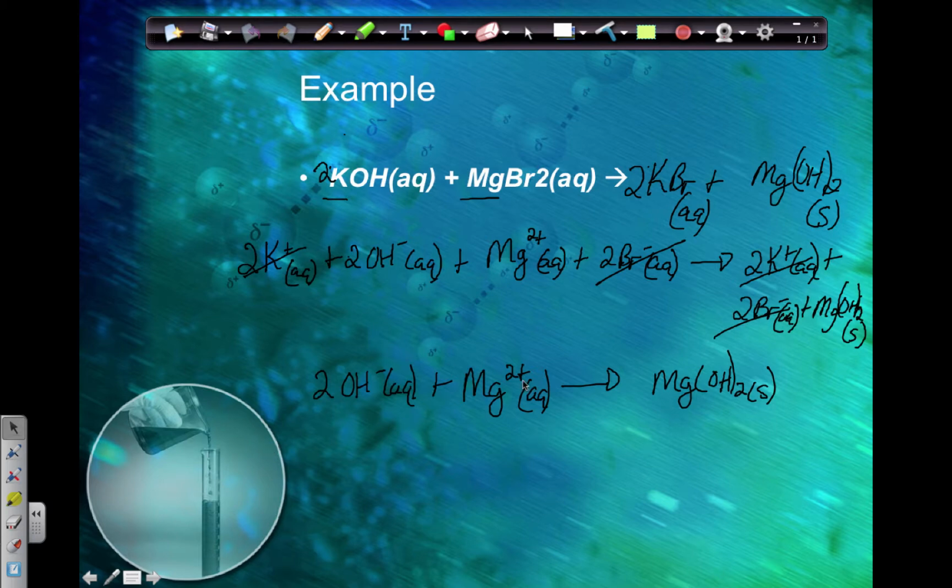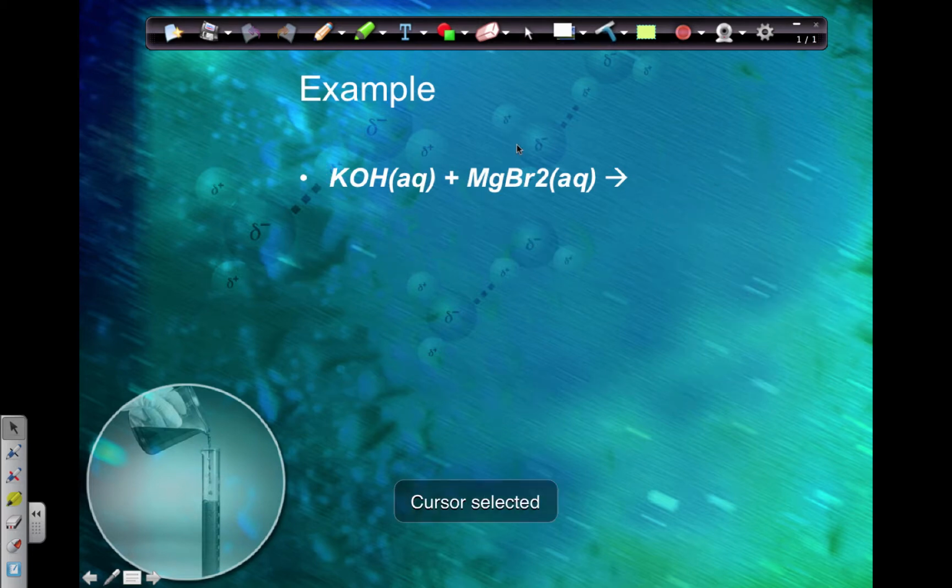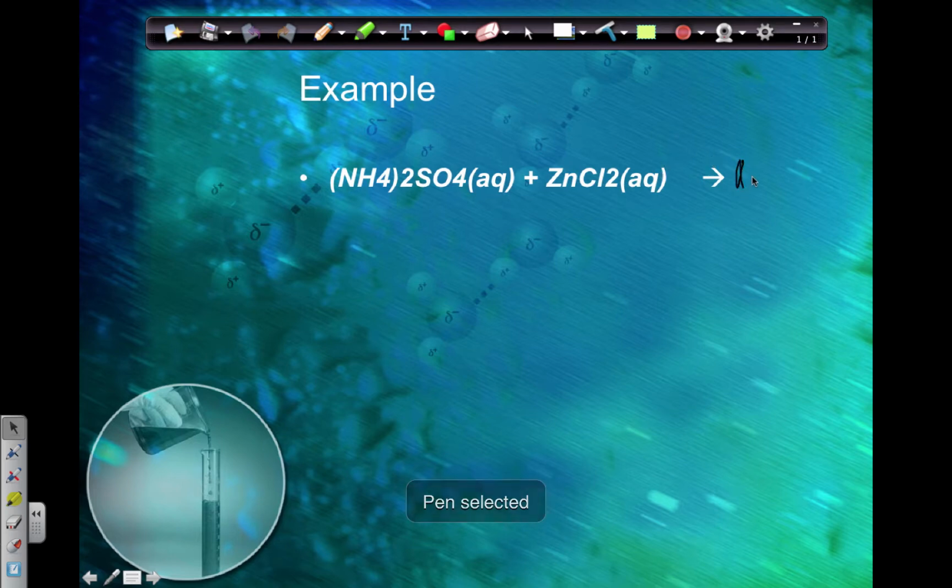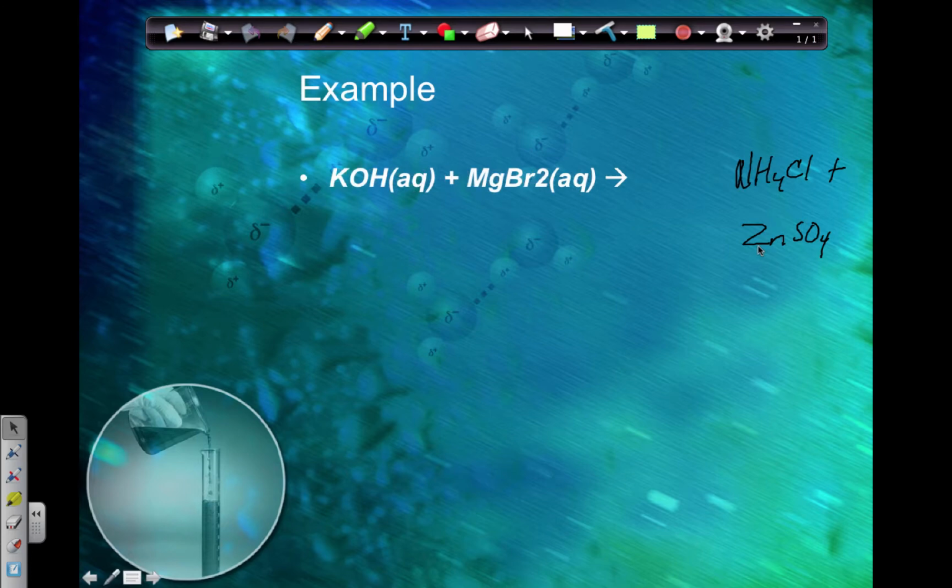All right, so now let's look at another one. When we predict products here, we're going to get ammonium chloride and also zinc sulfate. All right, so I know ammonium should be soluble. Everything with ammonium is soluble. So let's go back and look for a rule about sulfates.